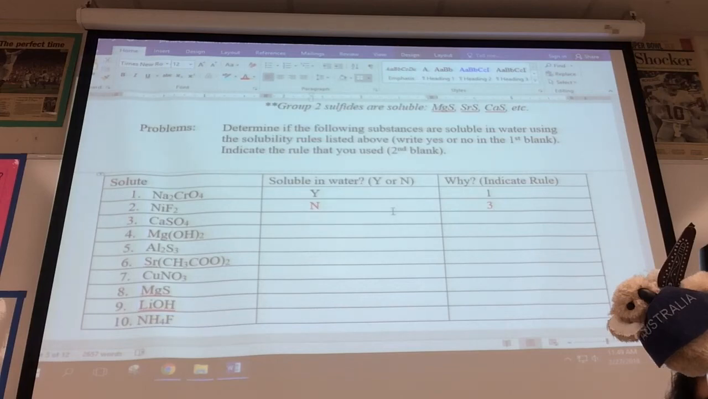Calcium sulfate. There's a rule for sulfates. Look at that rule. Is that a yes or a no? That is a no. Rule 4. Magnesium hydroxide. No. That is a no. Rule 5. Good. Aluminum sulfide. What do you know about the sulfides? Most of them are not, except group 1 and group 2. Aluminum is in group 13.